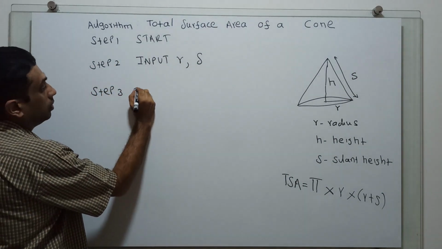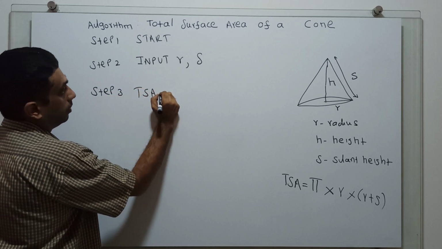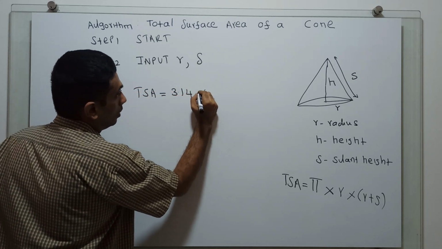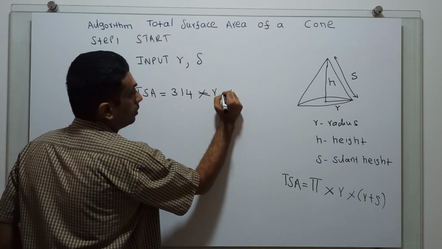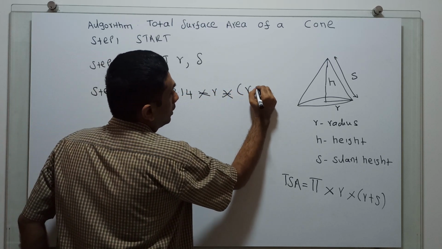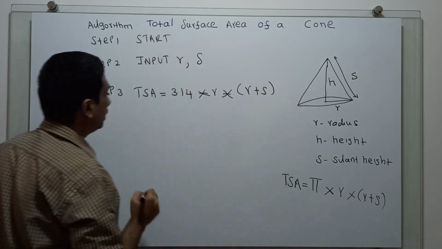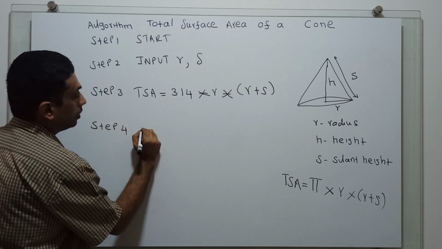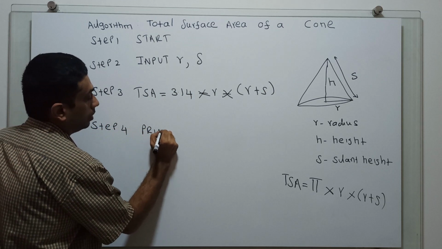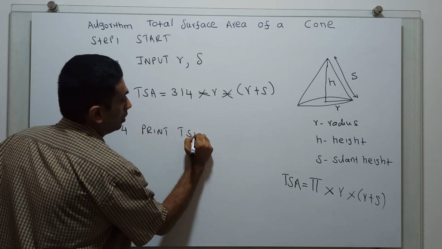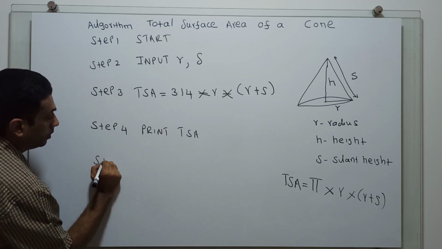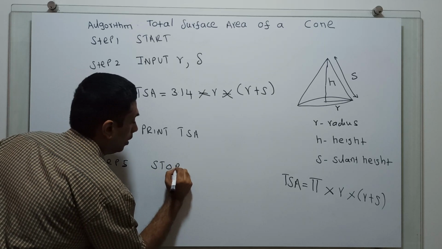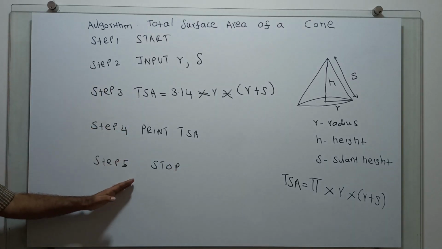Step 3, total surface area equals the value of pi, 3.14, into radius plus slant height. Next, I am printing the total surface area. Next is the stop. This is the logical end of this algorithm.